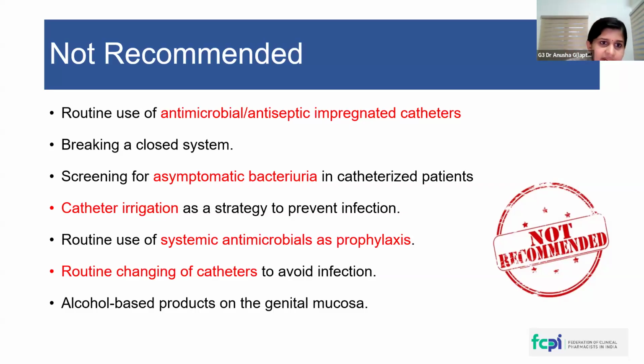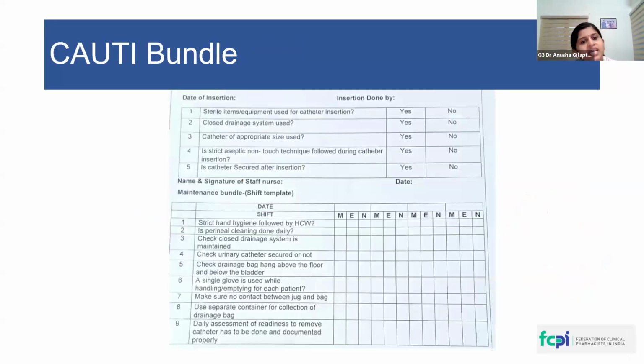Right. Now, this is an example of a CAUTI bundle. In the insertion bundle, the questions asked are: are sterile equipment or items being used? Is the drainage system closed after you fit the catheter? Is an appropriate catheter size used, so that you don't cause trauma to the patient? Is strict aseptic technique followed during catheter insertion? And is the catheter secured after insertion? So all these points are asked during insertion.